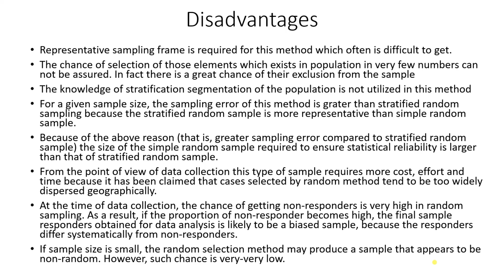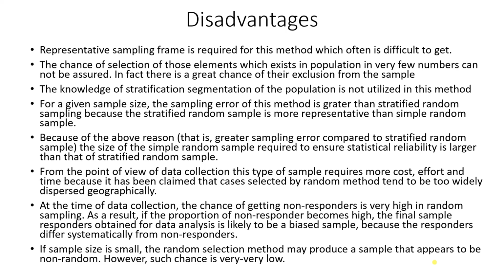Another limitation is that the size of the simple random sample required to ensure statistical reliability is larger than that of a stratified random sample. So we will have to draw a larger sample if we really want a representative sample using simple random sampling. But the sample size can be reduced by using some segmentation or stratification, as is done in stratified random sampling.